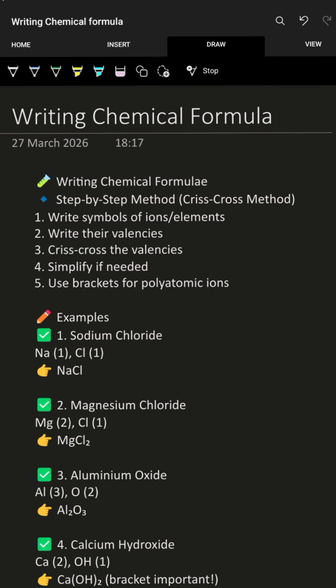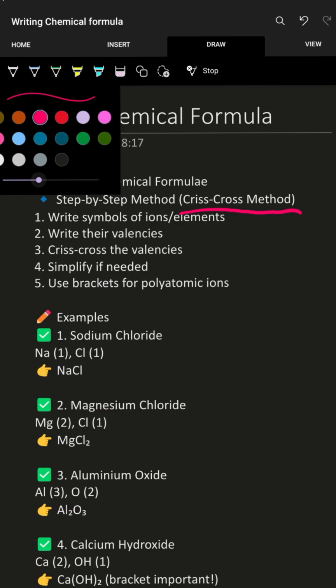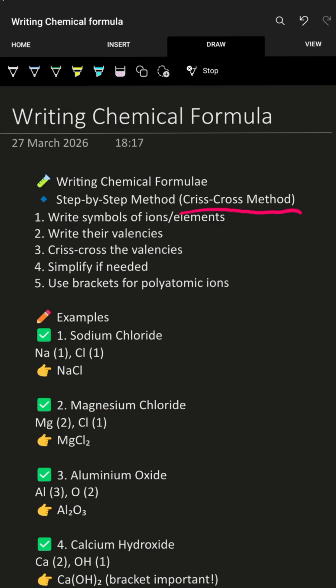Like I have told you that this method is known as crisscross method for writing chemical formula. For this crisscross method, what all rules we are going to follow? First thing is write the symbols of ions or elements. That means you have to write the correct symbols of the elements or the entities or the ions. Write their valencies also. So let me see the first example, simplest of all, sodium chloride.